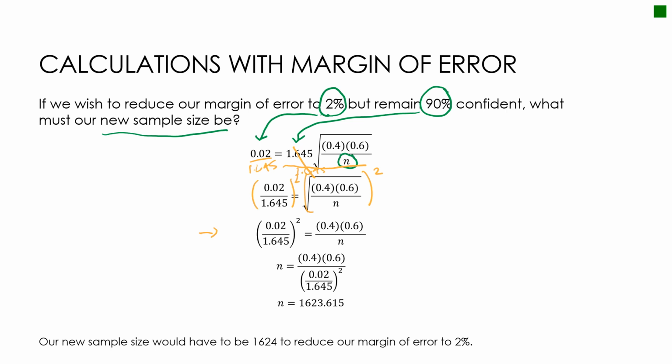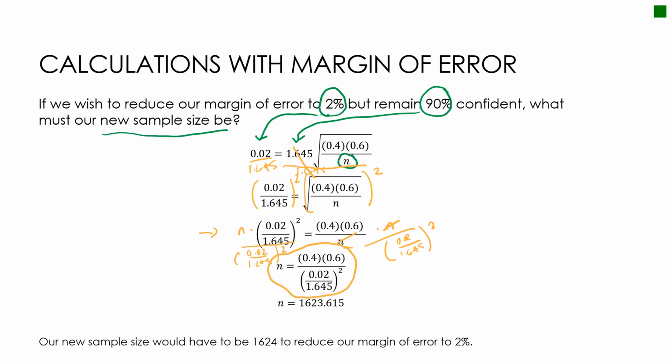And on this step, I'm saying, let's see, I want n by itself, so let's take times n on each side. And so on this side, the n's will go away. But I really want n all by itself, so I also have to divide each side by 0.02 over 1.645 squared. And I do that on both sides. Oops, forgot a 0. 1.645 squared. And that's where I get this. So n is by itself.